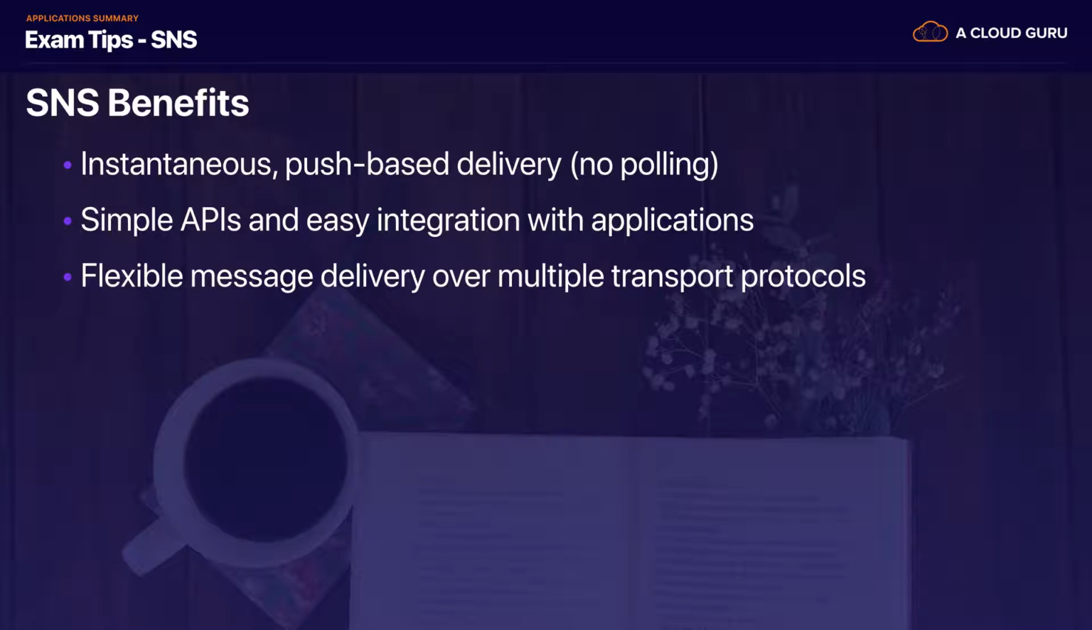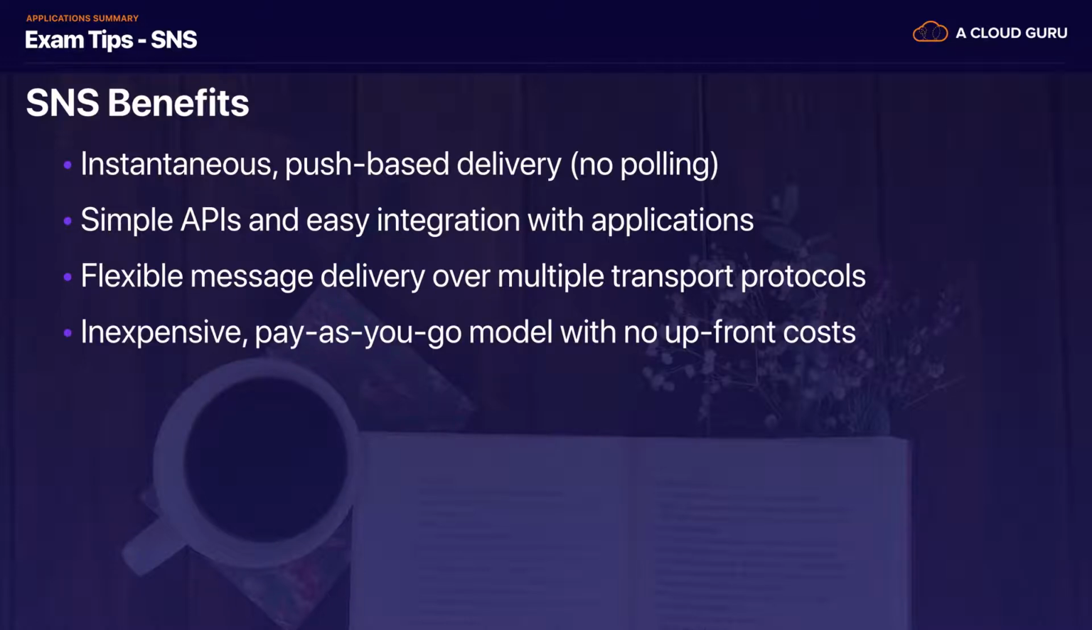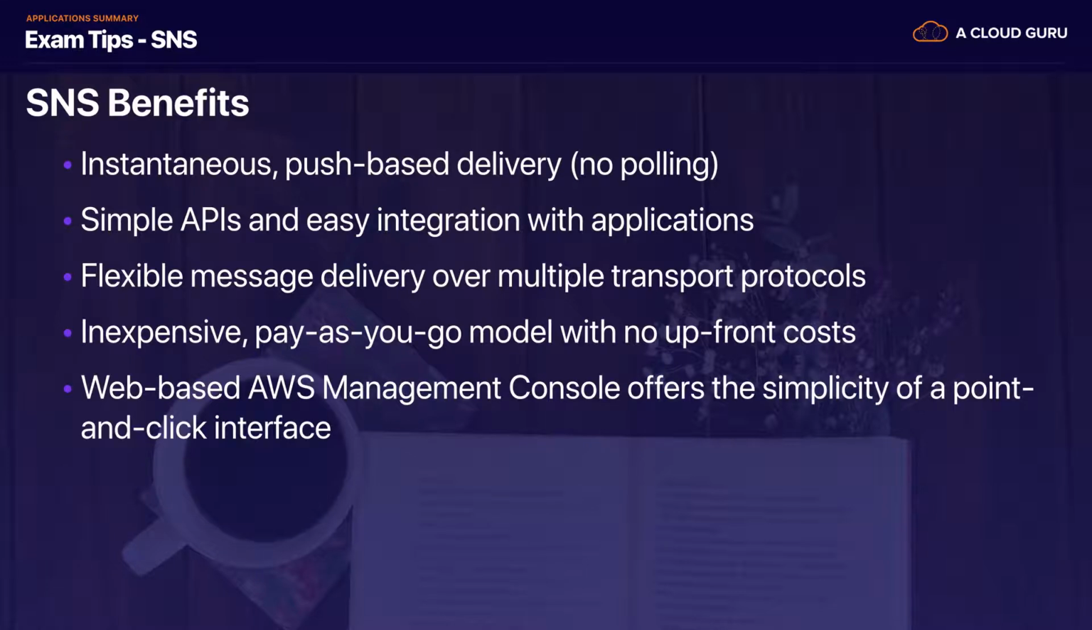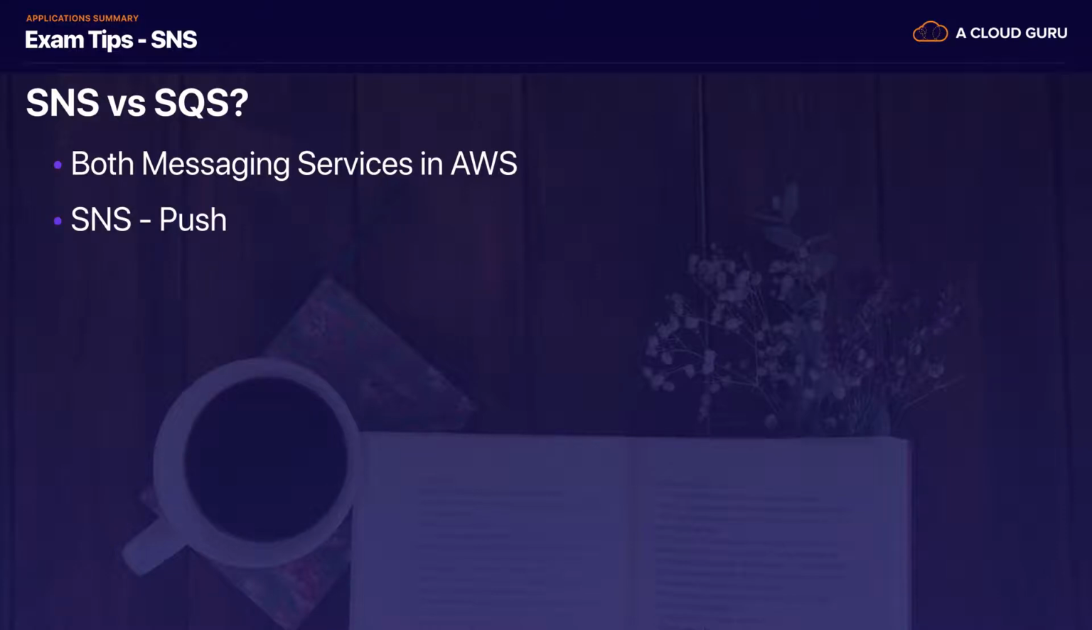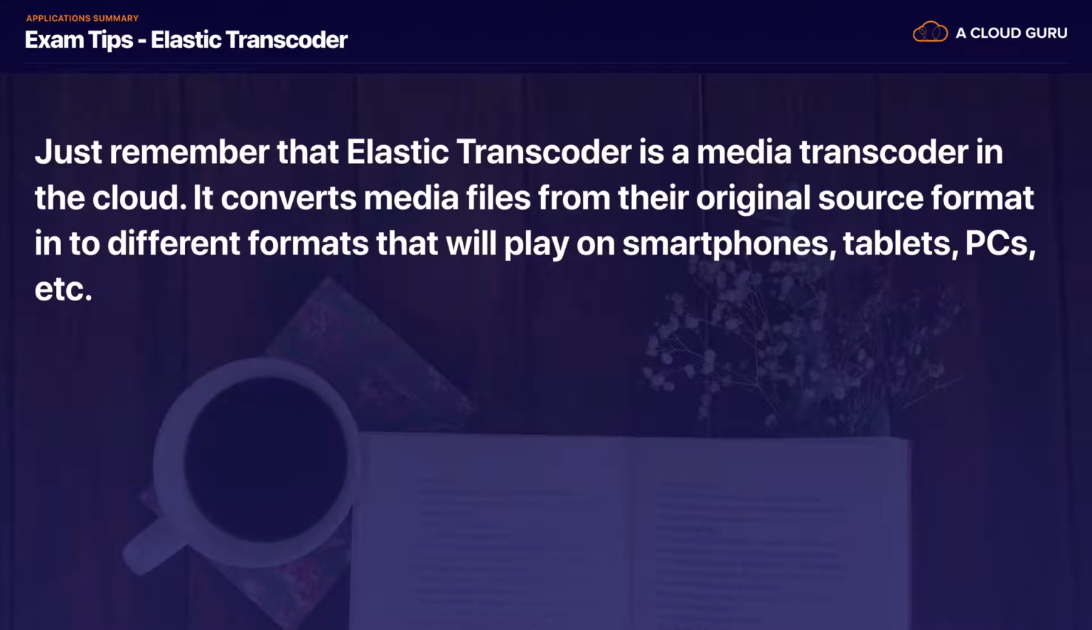You get flexible message delivery over multiple transport protocols. It's an inexpensive pay-as-you-go model with no upfront costs. It's a web-based AWS management console that offers the simplicity of a point-and-click interface. And then just like I said, remember SNS versus SQS. They're both messaging services in AWS, but SNS is push, SQS is pull or polls. Your EC2 instances poll the SQS queue.